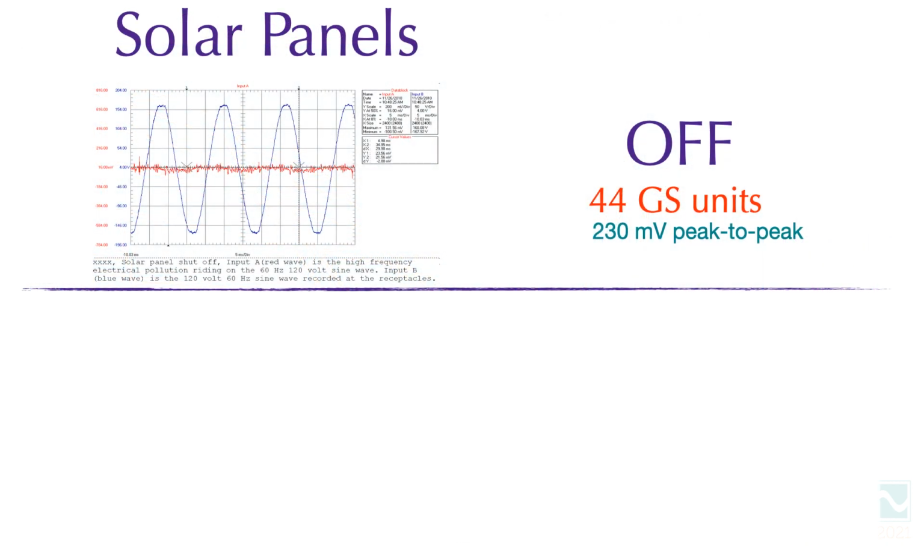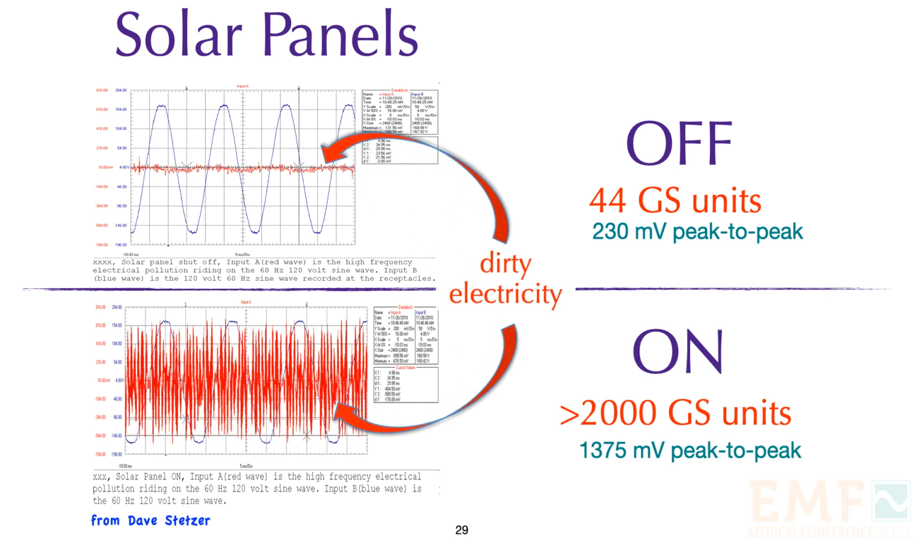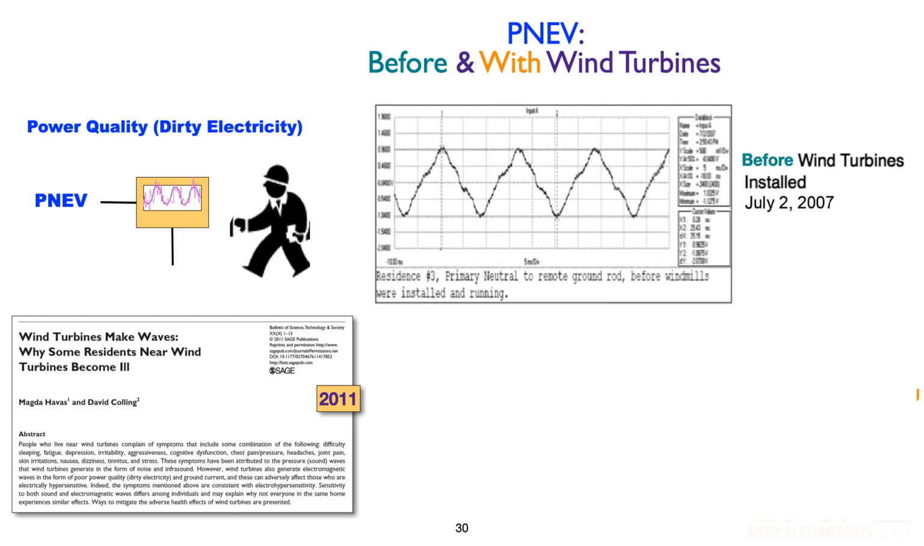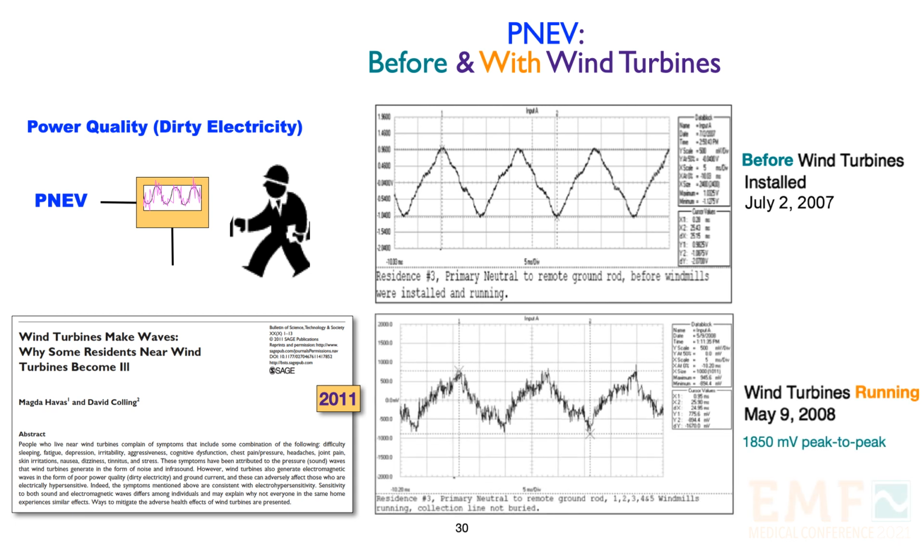This is a waveform from a solar panel that is turned off. There is very little dirty electricity, and this is when it is turned on. David Colling and I published a paper in 2011 called Wind Turbines Make Waves: Why Some Residents Near Wind Turbines Become Ill. David measured the primary neutral to earth voltage that we talked about in a previous slide. And this is what the waveform looked like before the wind turbine was installed. A year later, they were operating and producing a lot of dirty electricity that was flowing along the ground and making nearby residents sick.